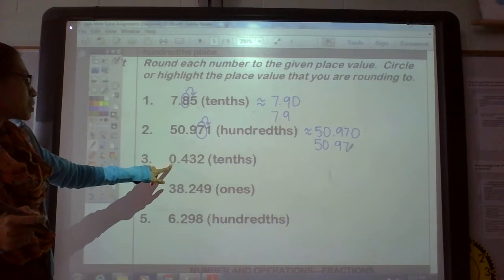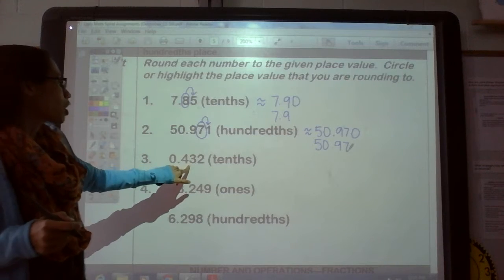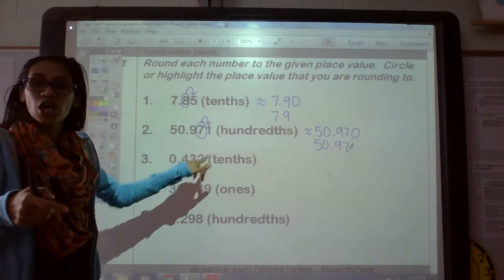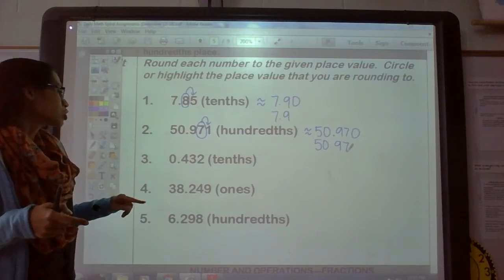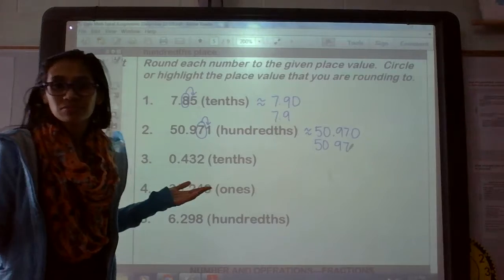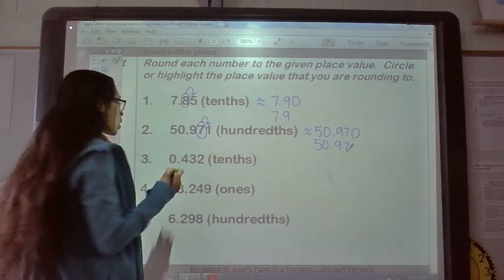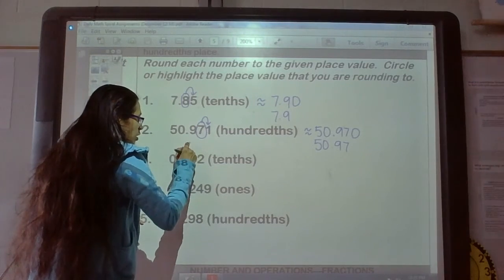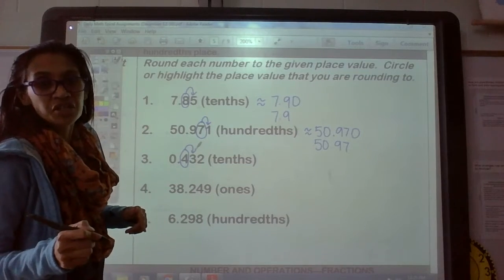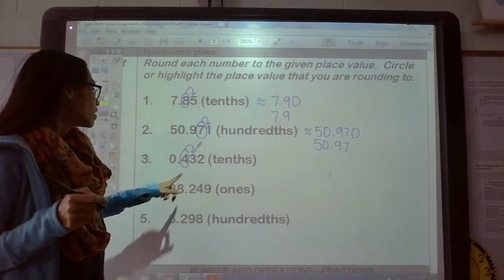Moving on to number 3. Read this number with me. It says 432 thousandths. Remember, tenths, hundredths, thousandths. We are rounding to the tenths place. Which digit is that? This 4. Circle the 4 and then look next door. Whoa, that rhymed.